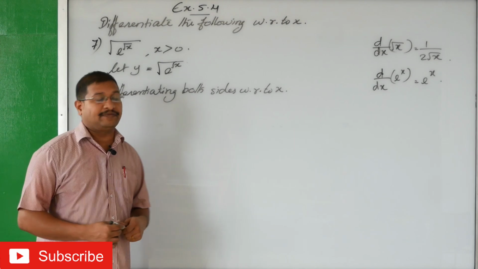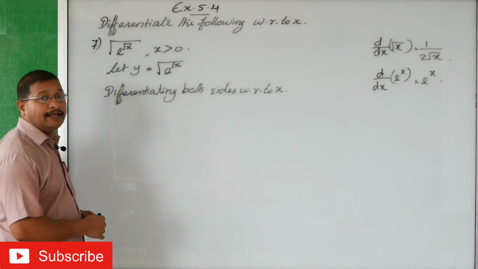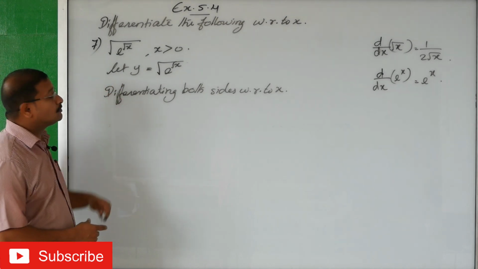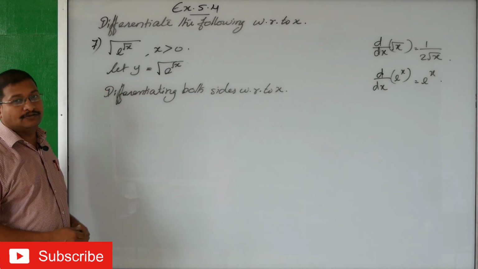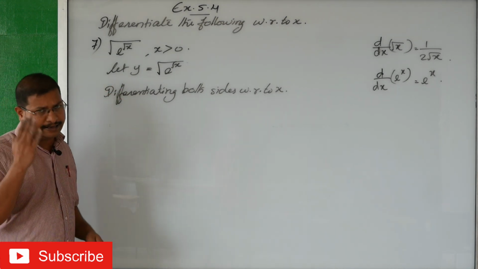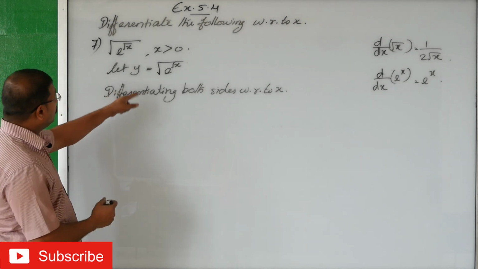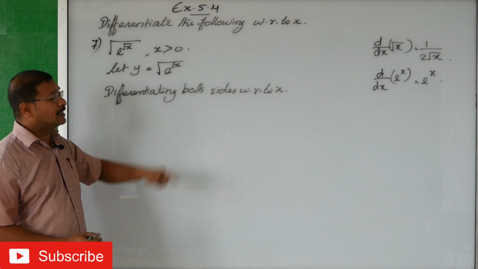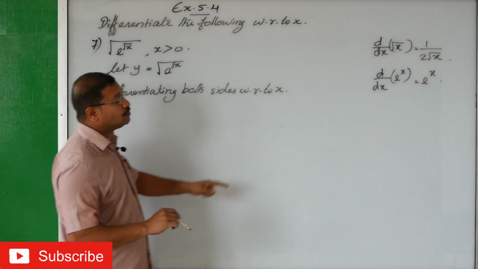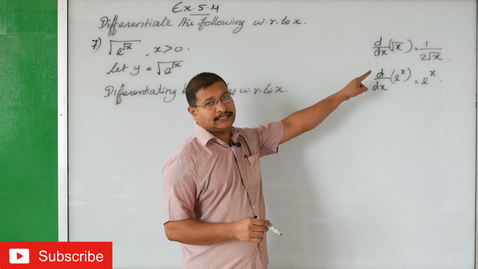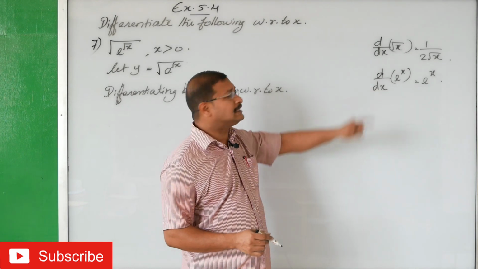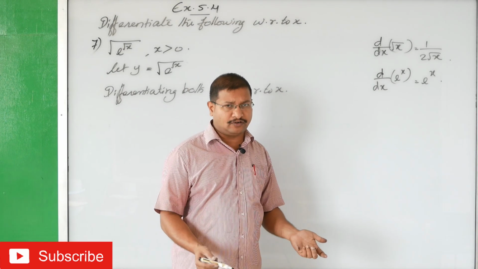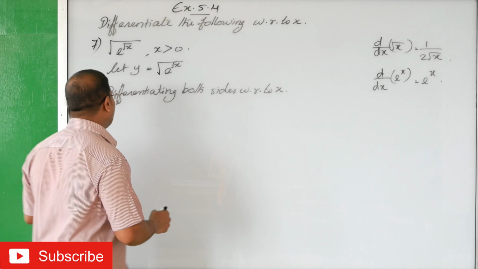Let's see question number 7. Root of e raised to root x, of course x greater than 0. First what you will write, let y equals root of e raised to root x, differentiating both sides with respect to x. We should know derivative of root x equals 1 by 2 root x, derivative of e raised to x equals e raised to x. Let's start the work now.